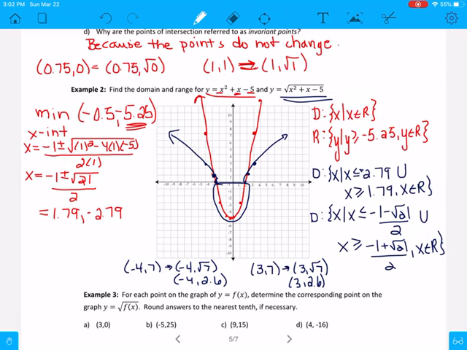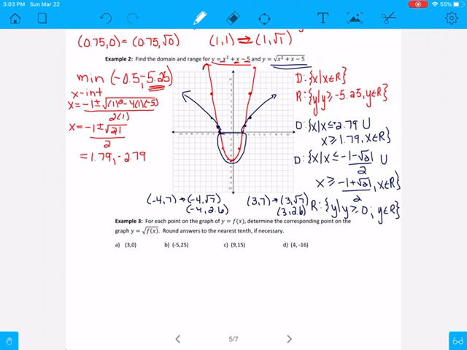Now the lowest my range goes to on this blue graph is 0 or higher, so that one's easy. Y such that y is greater than or equal to 0, y ∈ ℝ. Okay.